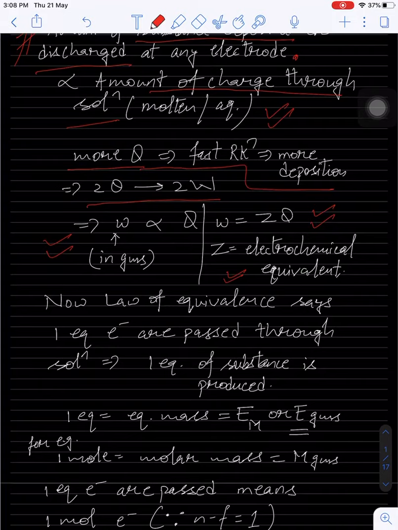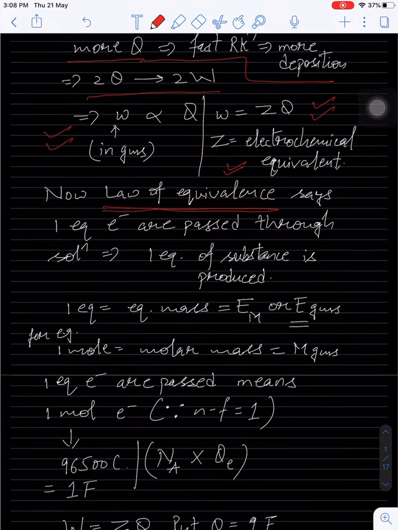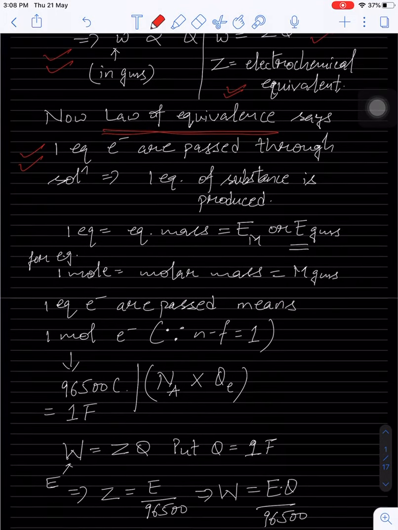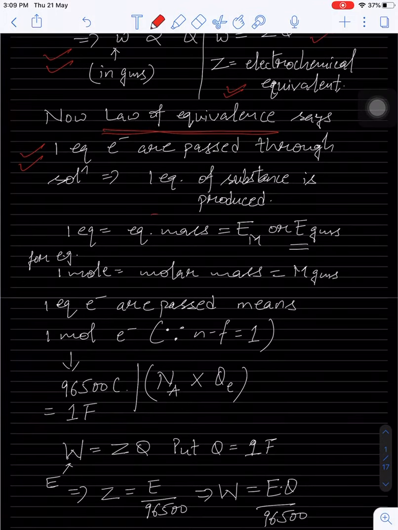Now, class 11, which in South India they call junior class and in North India they call class 11. In class 11, we have studied the law of equivalence. And what is that? The law of equivalence says that one equivalent of electrons passed through the solution will produce one equivalent of substance.